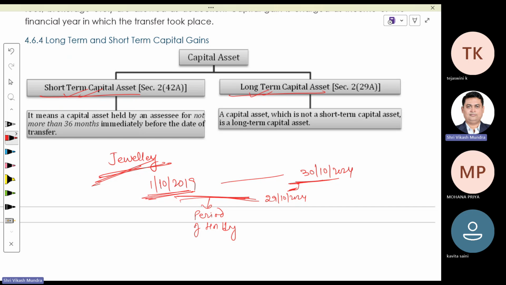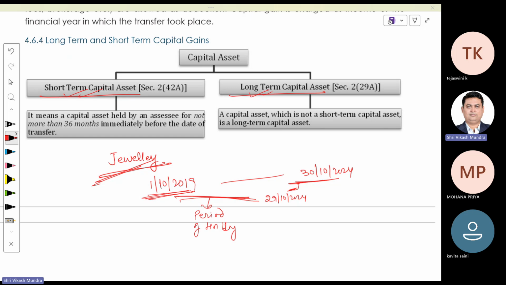If this period exceeds 36 months, then the nature of the capital asset is a long-term capital asset. Otherwise, it would be considered a short-term capital asset. Is it clear to you? Is it clear to all?